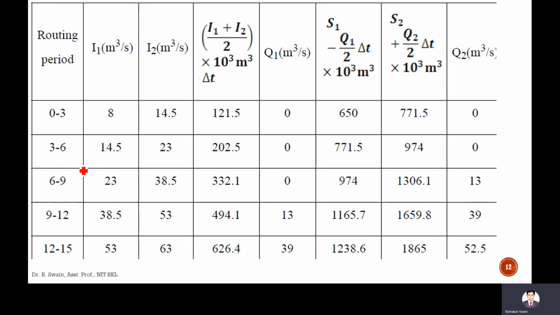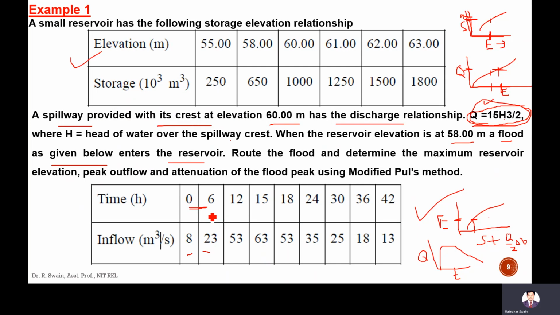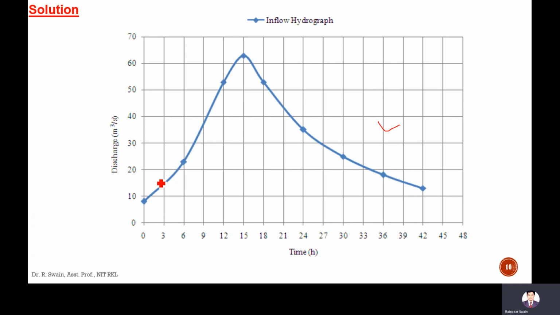So next, let us route from 0 to 3 using a 3 hour gap. A 6 hour gap can be done, but for better accuracy, a 3 hour gap. Okay, let's do it at a 3 hour gap. The inflow is given at a 6 hour gap, but we can do it at a 3 hour gap, it's not a problem. Any hour gap we can do, because once the curve is plotted, the discharge can be determined at any time.